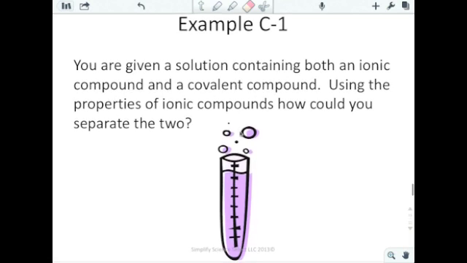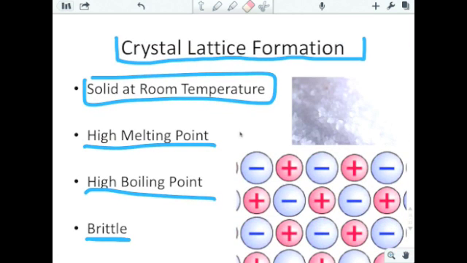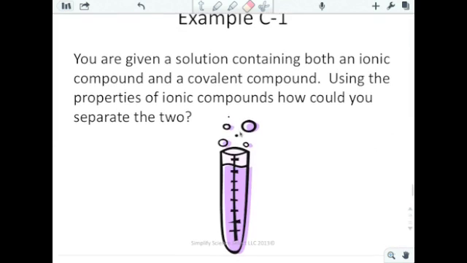So let's look at an example. If you're given a solution containing both ionic compounds and a covalent compound, using the properties of ionic compounds, how could you separate the two out? Well, one of the easiest ways to do it is, if we know it has a very high melting point and a high boiling point, we take the solution and use what's called an evaporation technique. We take the solution and put it on top of a Bunsen burner, and it boils off the liquid. And since the ionic compound has such a high boiling point, it'll stay trapped in there as the water goes away.